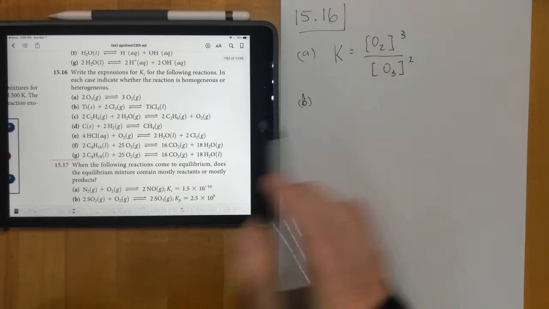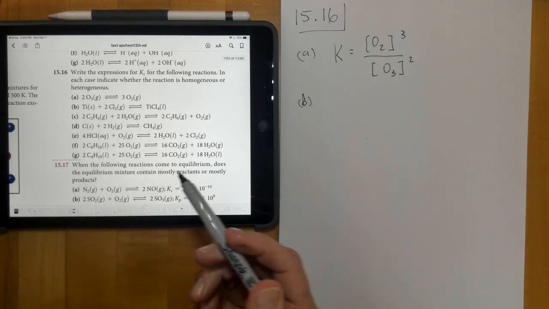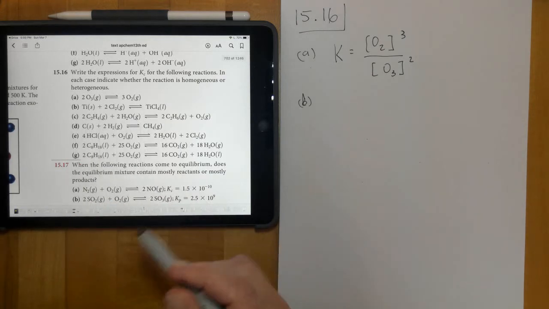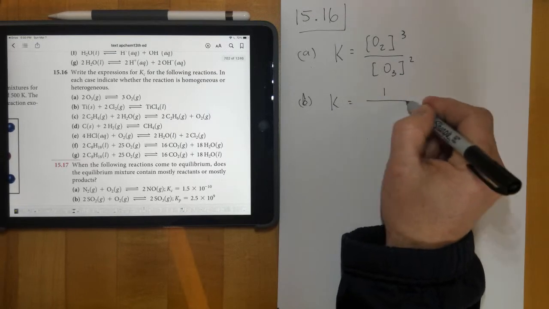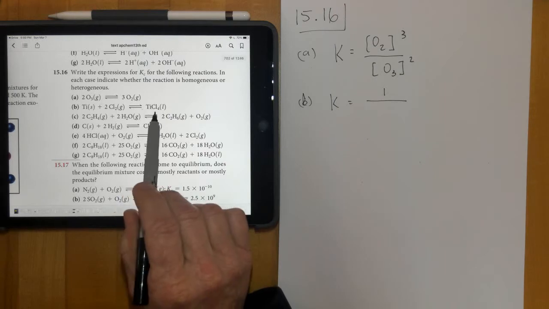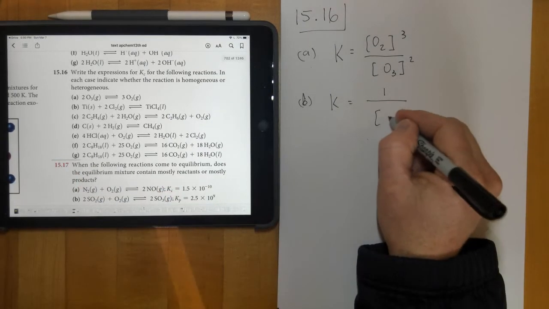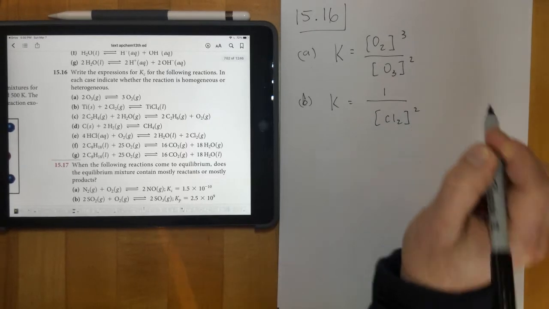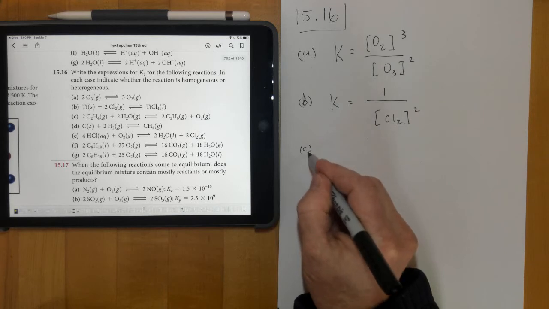Then in letter B, you'll notice we have a solid and a liquid in there. And the solids and the liquids are never in the equilibrium constant expression. And so this is heterogeneous. And the K would be equal to the products, of which there are none that are going to be written in there. So we just write in a 1, divided by the reactant that's in the gaseous phase. So that would be Cl2, and raise that to the second power. So in letter B, we'd have a heterogeneous equilibrium.